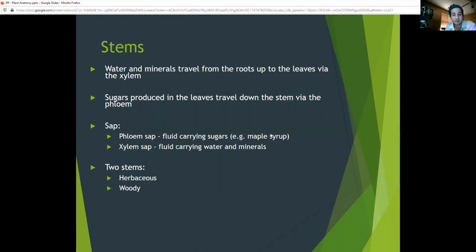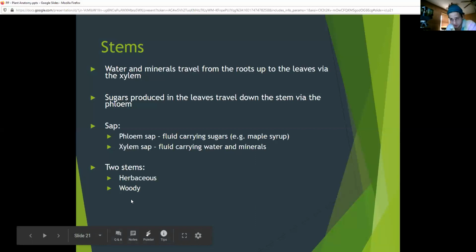So that's what you want to hit when you're tapping a tree for maple syrup. And xylem sap is fluid carrying water and minerals, so junk to us in most instances. So there are two stems. They're either herbaceous or woody. Pretty straightforward. Most of you know how to identify a woody stem by sight, or if you put it in your hand and try and snap it, you can tell herbaceous versus woody.